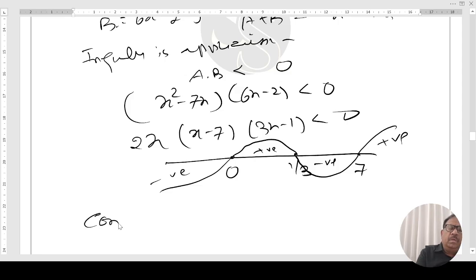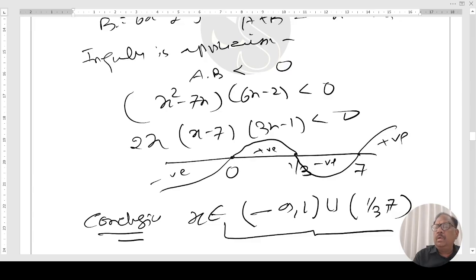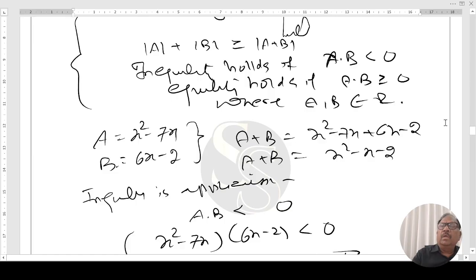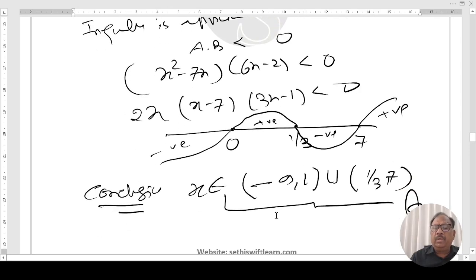So conclusion: you have to find the values of x for which it is less than 0. So x belongs to minus infinity to 0, union 1 by 3 to 7. This is the complete answer. This is the main thing, a very, very important thing to be kept in mind for solving with the triangle inequality.